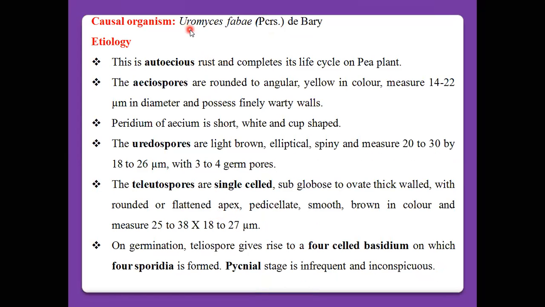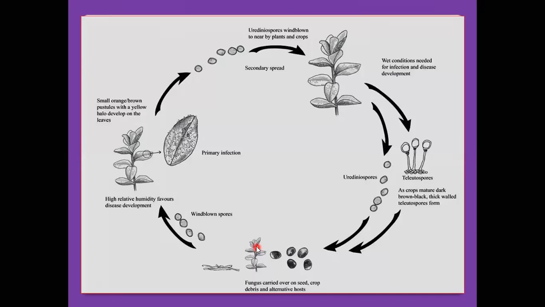Then the causal organism is Uromyces fabae. Then etiology is same. This Uromyces fabae is also known as the heteroecious rust. Then this is the life cycle or disease cycle of the Uromyces fabae.